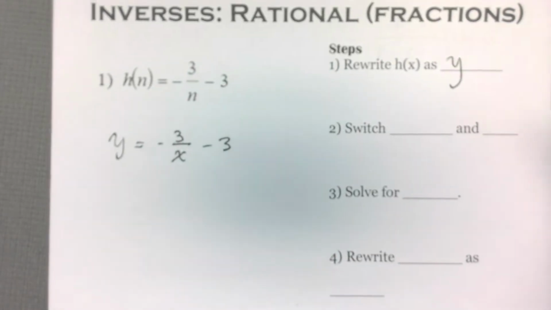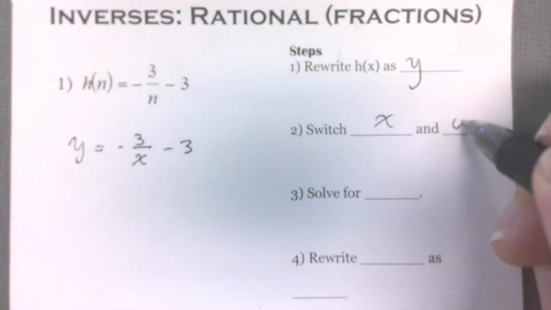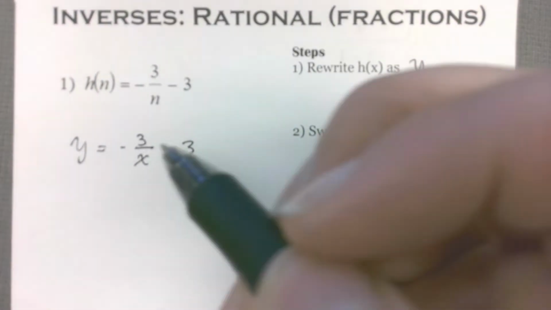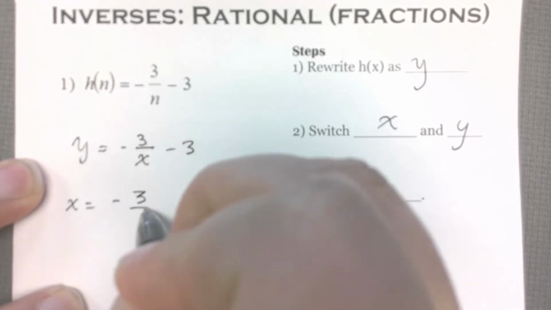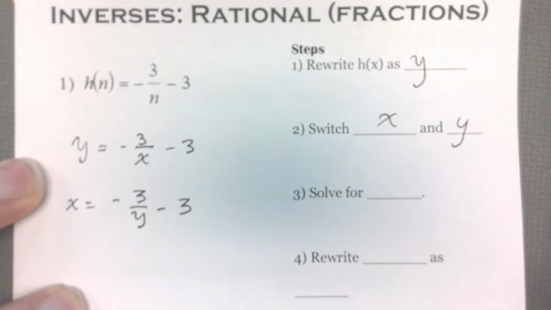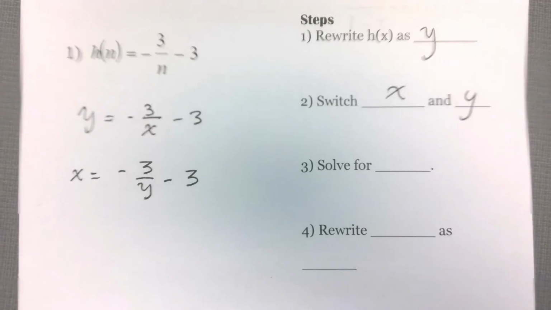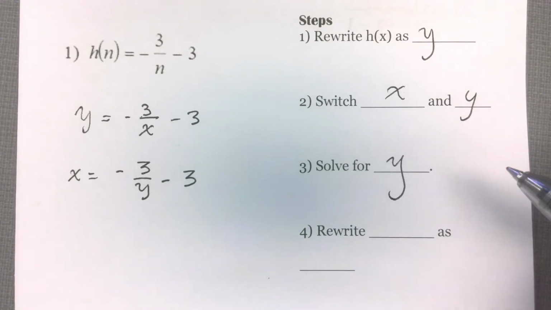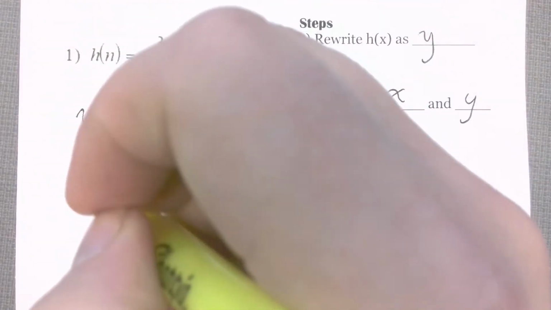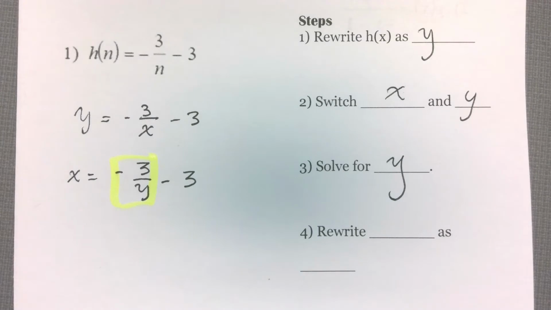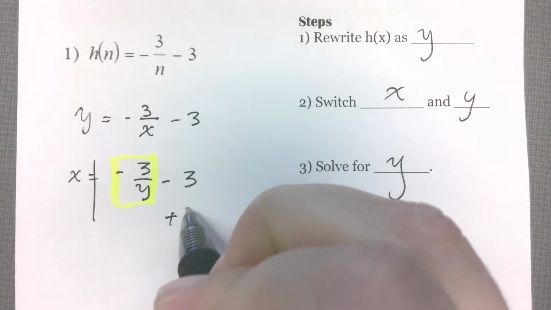Okay, now what's our second step, guys? Perfect, Raul. Switch x and y, exactly. What's step 3? I'm just going to try to make that a little clearer. That looks a little better to me. Solve for y. So if y is what I want all by itself, this term is what I want by itself first. What do we need to move? Add this 3. Totally right.